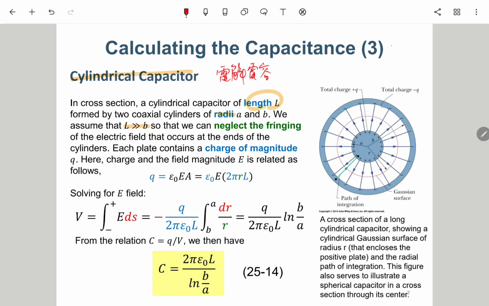So suppose we have a cylindrical capacitor, usually like this. One leg is longer, one leg is shorter. The longer leg means this is the positive side, and the shorter leg means the negative side. So don't try to mix them up.